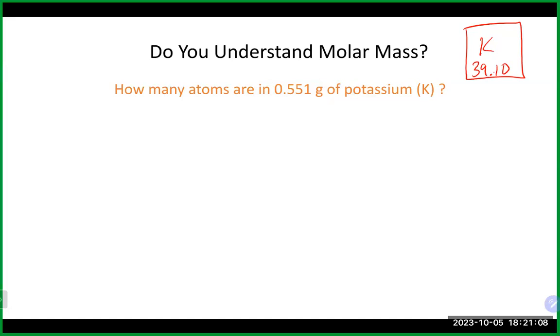All right, let's take a look here. We're looking for how many atoms there are in 0.551 grams of potassium. The key word here is atoms, so that tells us we should use Avogadro's number somewhere in this problem. We're at grams, and we want to end up at atoms. As we were just talking about earlier, the one that ties those together is the moles.